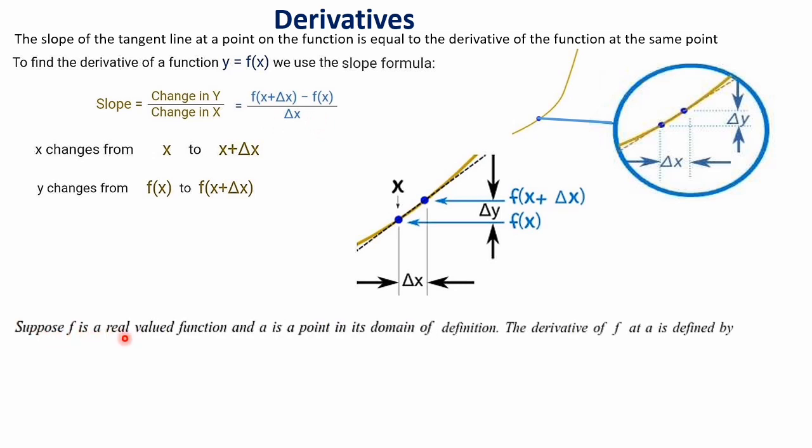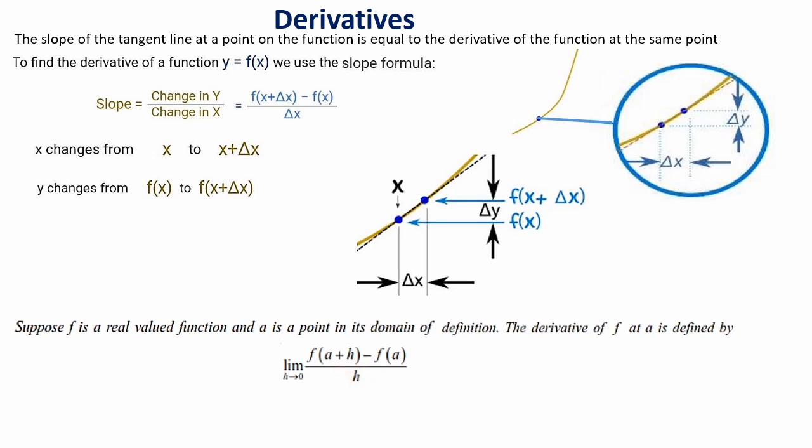Suppose f is a real valued function and a is a point in its domain of definition. The derivative of f at a is defined by limit h tends to 0 of f of a plus h minus f of a divided by h. Here h tends to 0. As per the definition of limit, h is not equal to 0 but h is very close to 0. And here f of a plus h minus f of a means there is a very small change, f of a plus h minus f of a divided by h.